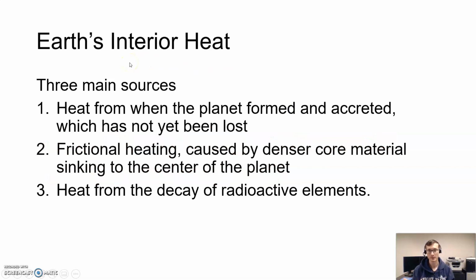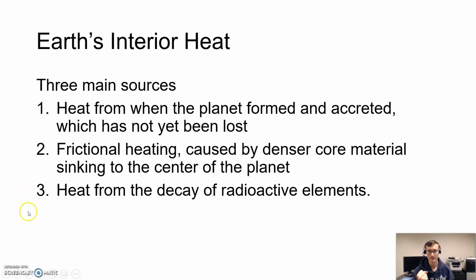So we have our three main heat sources. The first is our heat of accretion, our initial heat source. Number two is from differentiation. This is our frictional heating. As all the dense stuff that formed the core sunk down into the Earth, there's a tremendous amount of friction between it and the rocks around it, causing even more heating.